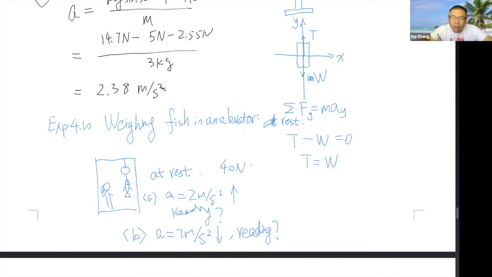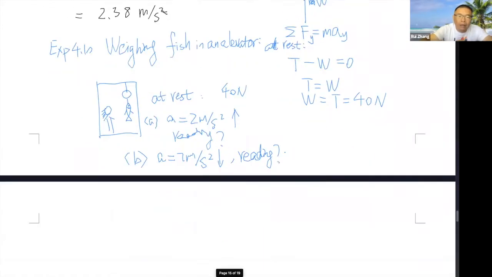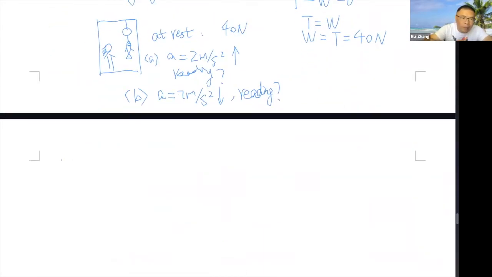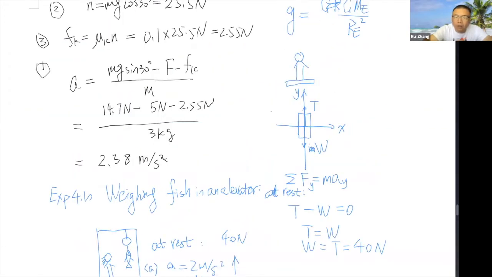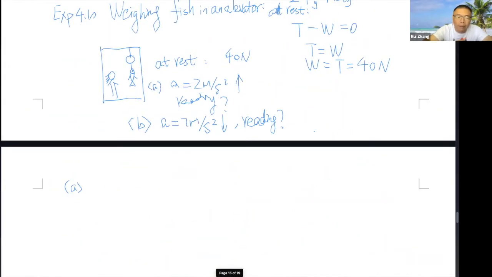So the 40 Newton you got here is nothing but the tension. I mean, it's actually the real weight as well. So the real weight of the fish is 40 Newton when it's at rest, okay. Now let's look at the first case, okay. When there's acceleration going upward, the forces do not change, right? It's still these two forces, T and W, going up and going down.